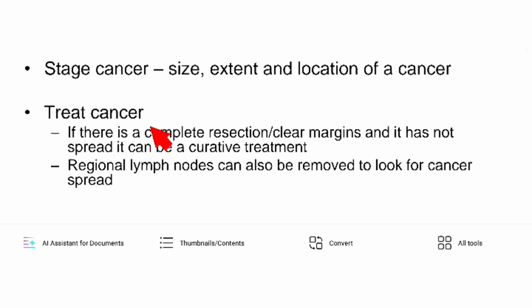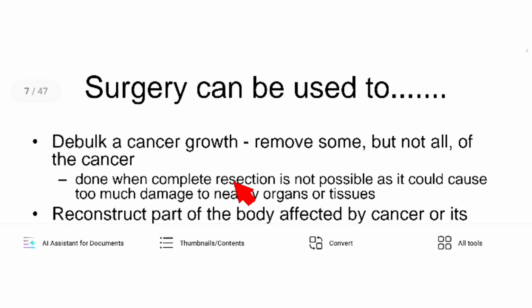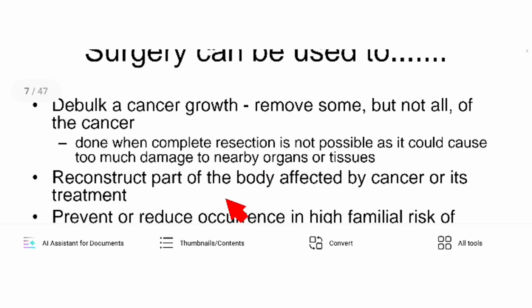Surgery can treat cancer if there is a complete resection with clear margins and it has not spread; it can be curative treatment. Regional lymph nodes can also be removed to look for cancer spread. Surgery can remove some but not all of the cancer, done when complete resection is not possible, as it could cause too much damage to nearby organs and tissues.